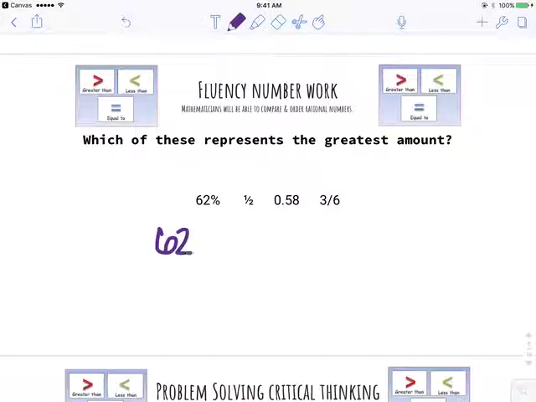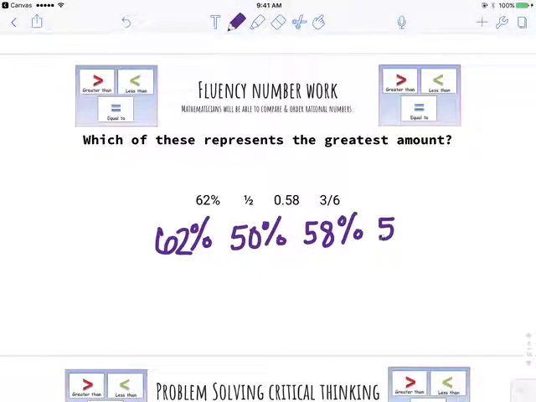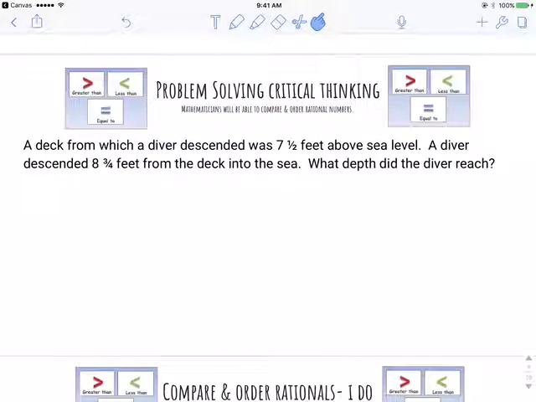So if you put them all as percentages, 62%, 1/2 becomes 50%, 0.58 becomes 58%, and 3/6 becomes 50%. You can clearly see that your largest number is 62%. Moving on to problem solving.